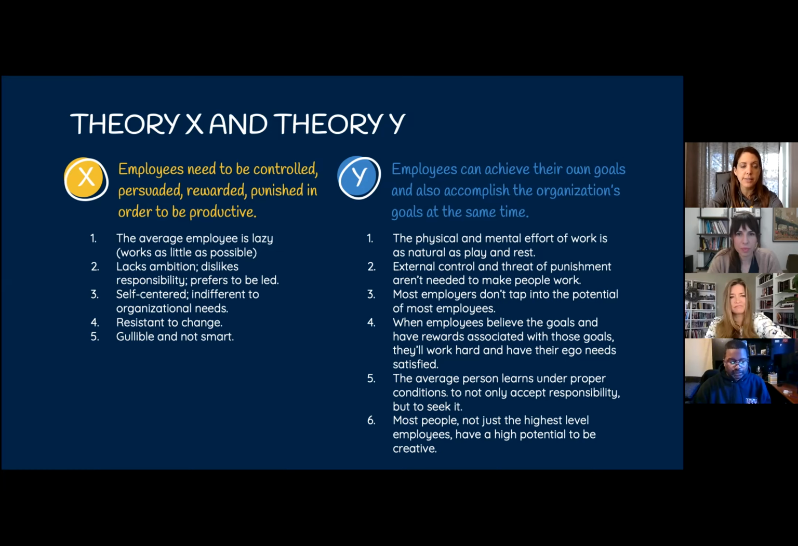Theory Y states that employees can achieve their own goals and also accomplish the organization's goals at the same time. Since the physical and mental effort of work is natural, external control and the threat of punishment aren't needed to make people work. When employees believe in the goals and have rewards associated with those goals, they'll work hard.